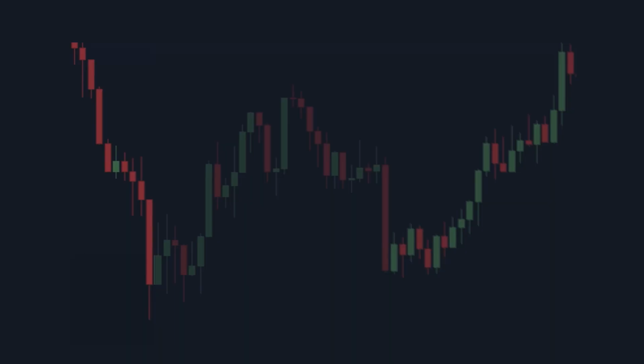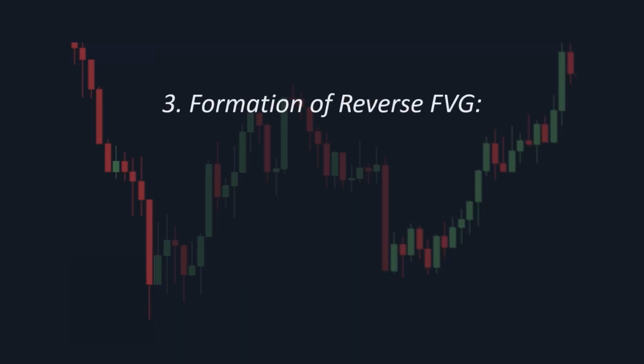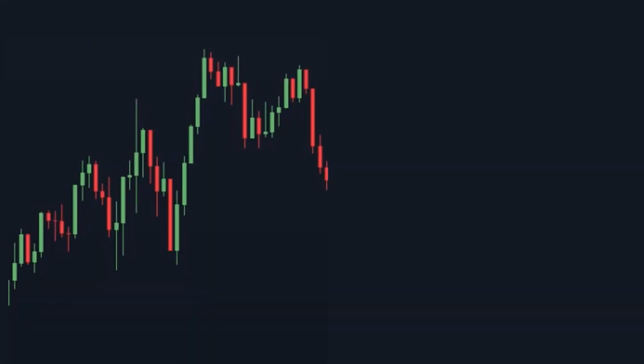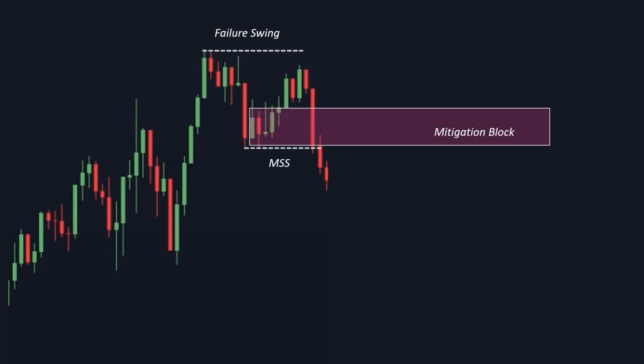Three, formation of reverse FVG. The price should be able to create a fair value gap, or FVG, in the opposite direction. When a mitigation block forms alongside a fair value gap, it provides a clear indication that institutional traders or significant market participants are driving the move, adding further credibility to the setup. A price retracement into the fair value gap can present a high probability entry point, as the market often fills these gaps before continuing in the direction of the new trend.